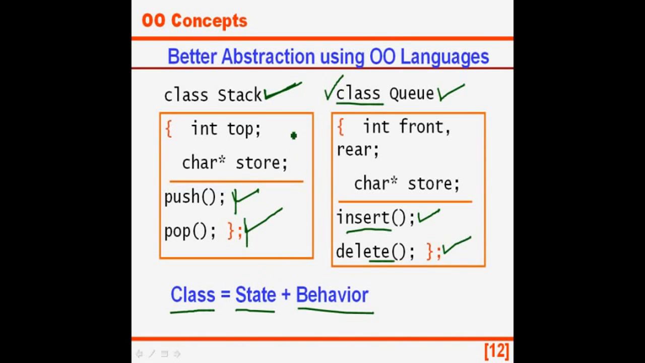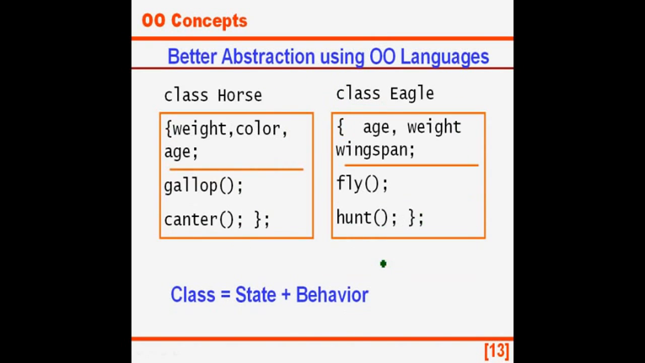The state is defined by the data members, the top and the char *store for stack, the front and the rear and the store for a queue. The behavior or the set of operations which are valid for that given class are defined by the operations or the functions, the push and the pop for the stack, the insert and the delete for the queue.